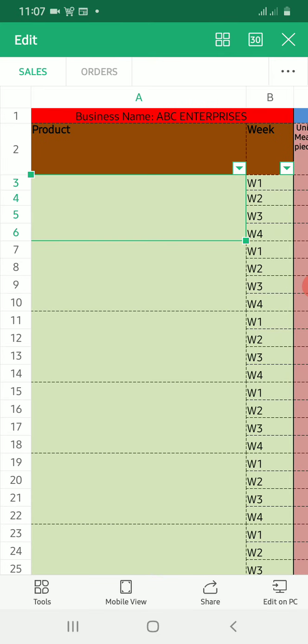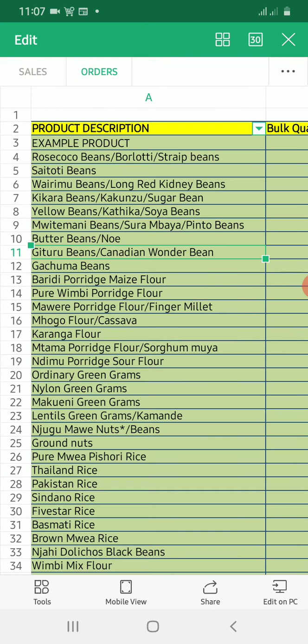Okay, so like you can see here above, we have two worksheets. One of them is sales and the other one is orders. And before you start selling cereals, you must do an order, right? So today I want us to begin with how to make an order or how to plan for an order.